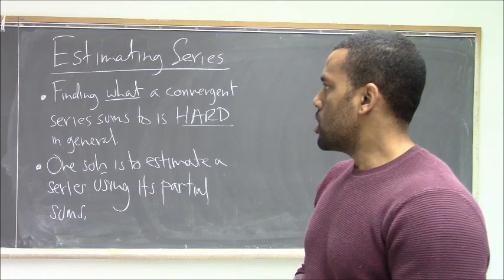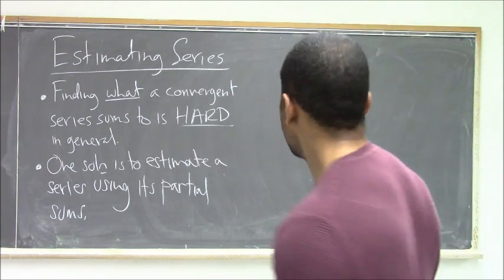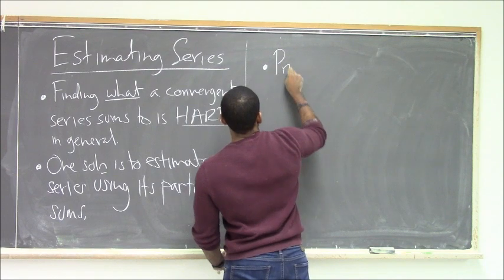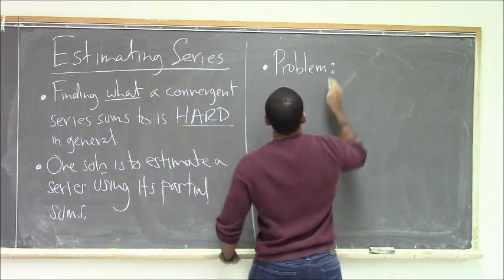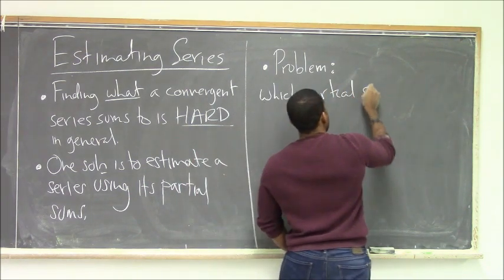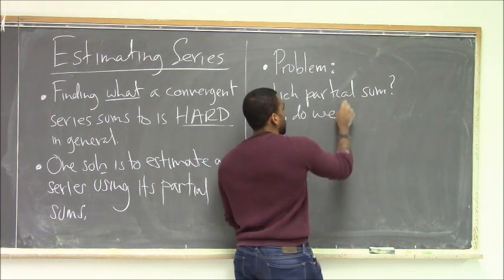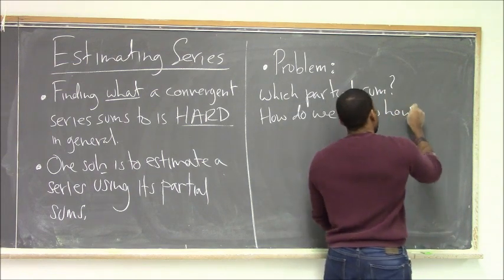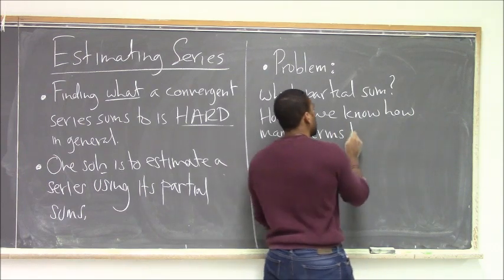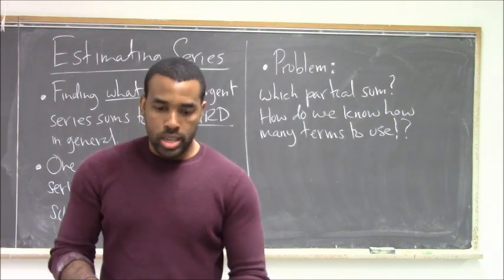So given enough time and enough computing power, we are usually able to do that. So the thing is, though, how do we know how many terms to use, right? So, problem though, which partial sum? How do we know how many terms to use? And so this is the question I want to address now.